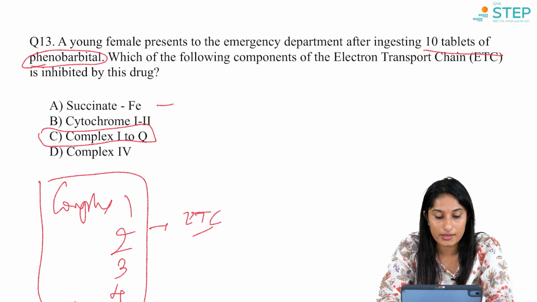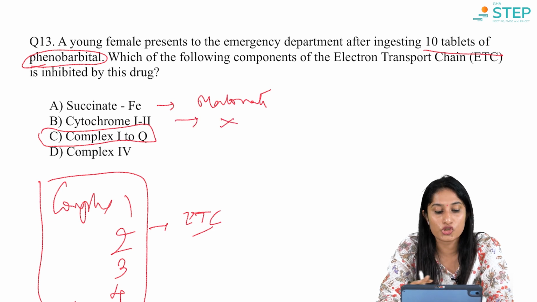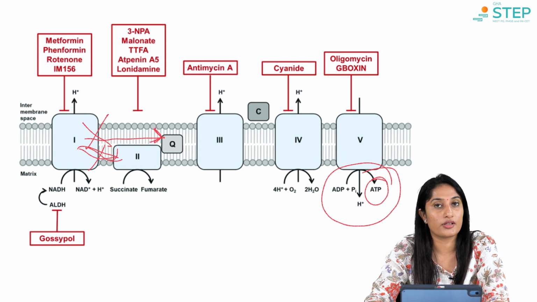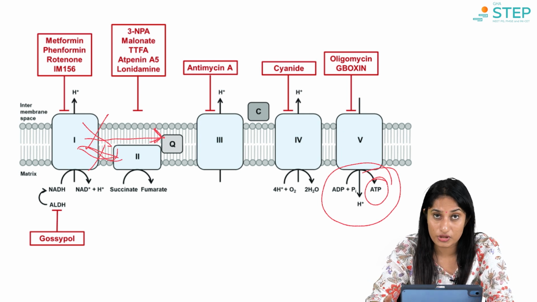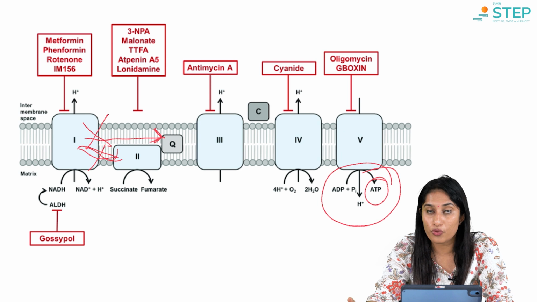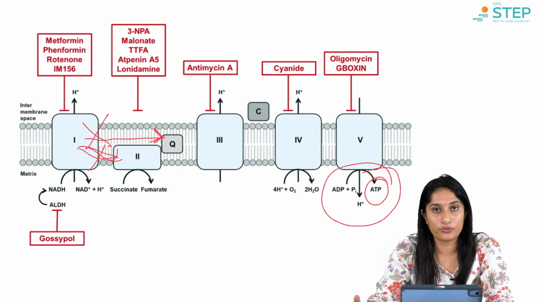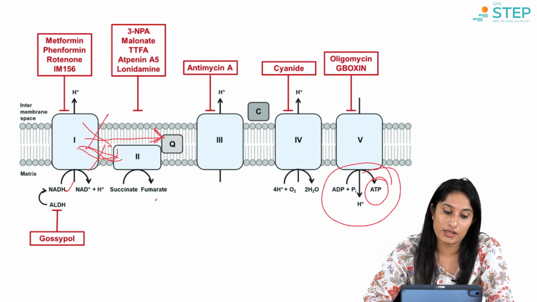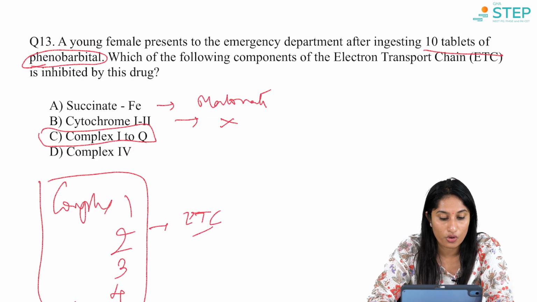Succinate to iron? No, the inhibitor commonly is malonate. Complex 1 to 2, there is no such movement at all. Electrons do not take that path. Electrons will go 1, 3, 4 or 2, 3, 4 depending on whether it is NADH or FADH2. So, the option itself is wrong here, complex 1 to 2, no movement of electrons. Complex 1 to Q, this is the correct answer.